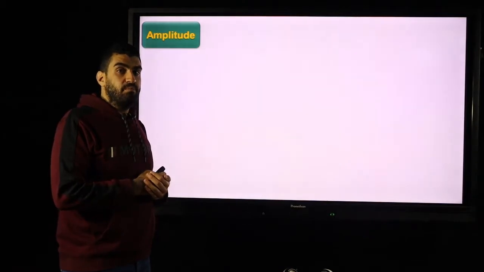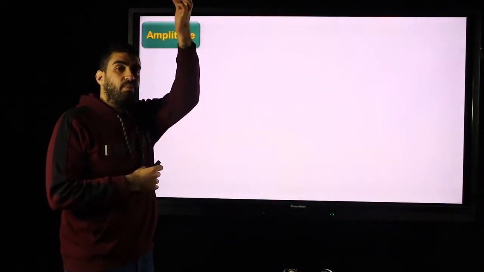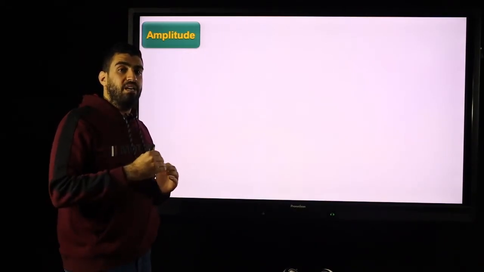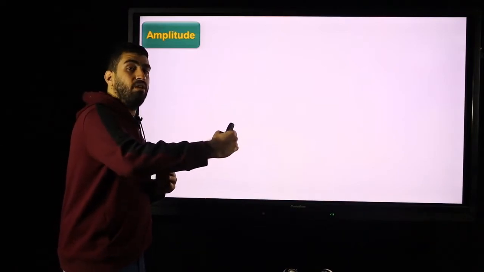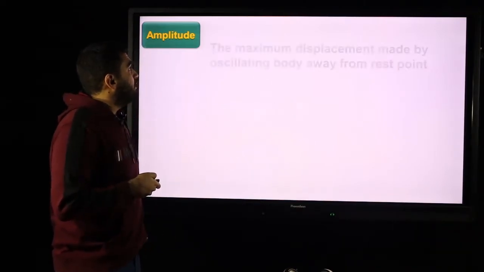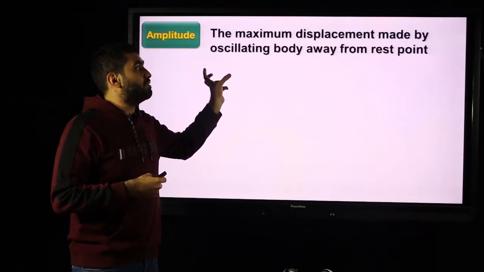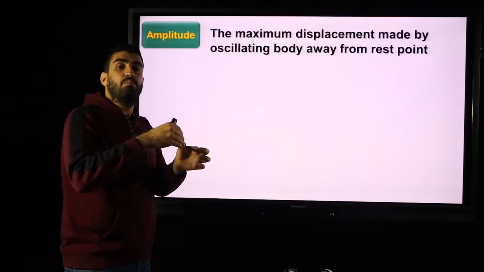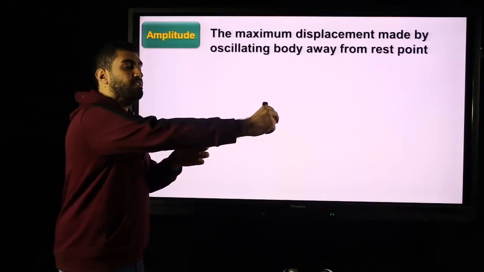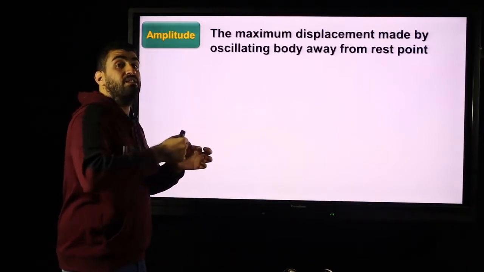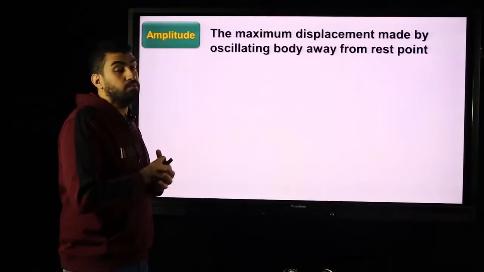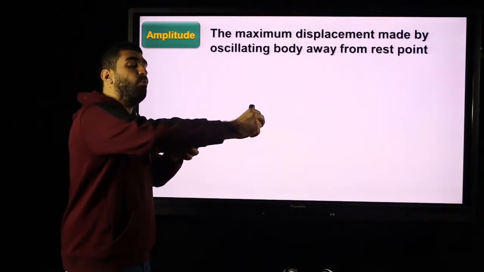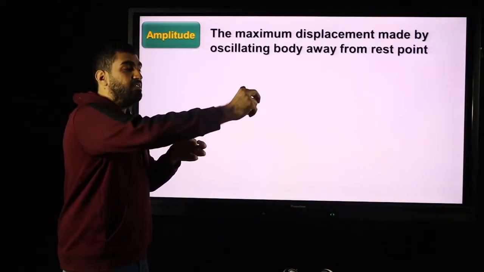What's meant by amplitude? If I have an object hanged by a string and it's moving, when I push it, it will move, but it may move like this or like this. Amplitude means the maximum displacement made by an oscillating body away from the rest point. This is the rest point, the end point of motion, and the pendulum moved like this. So this distance that the pendulum moved is called amplitude. Again, it's the maximum displacement made by an oscillating body away from the rest point.